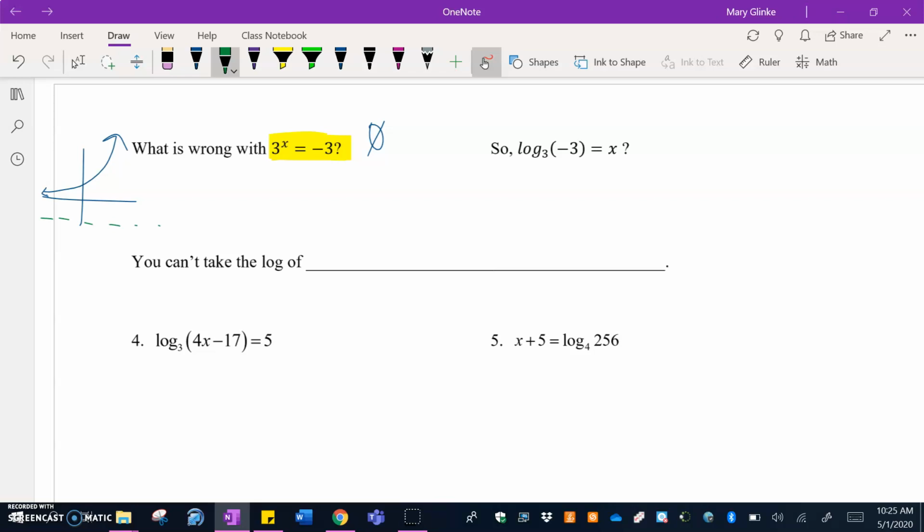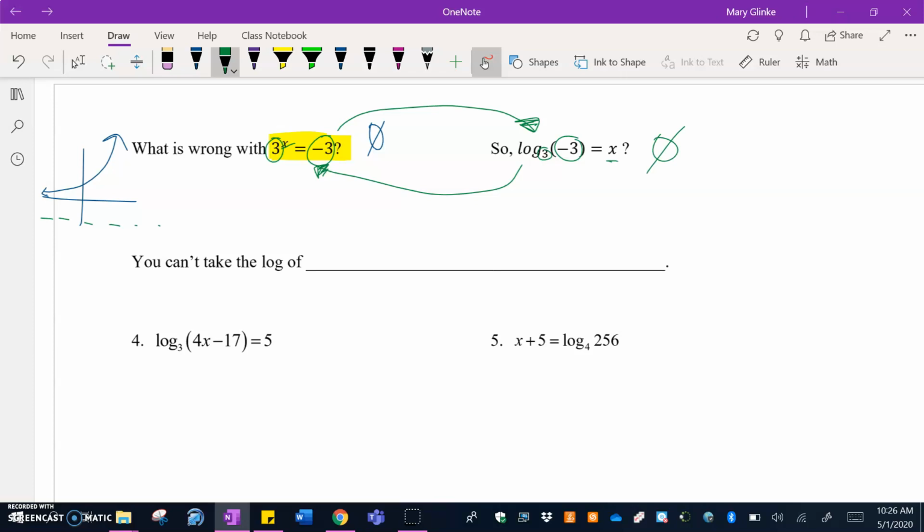So if we were to look at this as a logarithm, notice on the right-hand side, this is the exact same thing. 3 is our base, negative 3 is the answer, and x is the exponent. So looking at this logarithmic, you should think, well, this doesn't make any sense because in exponential form, it doesn't make any sense. So this does not actually work. You would have no solution.